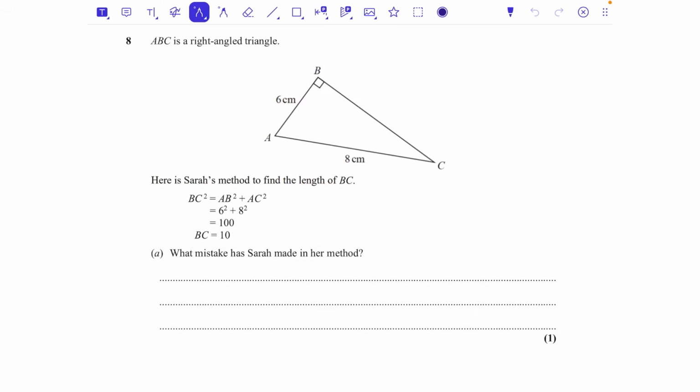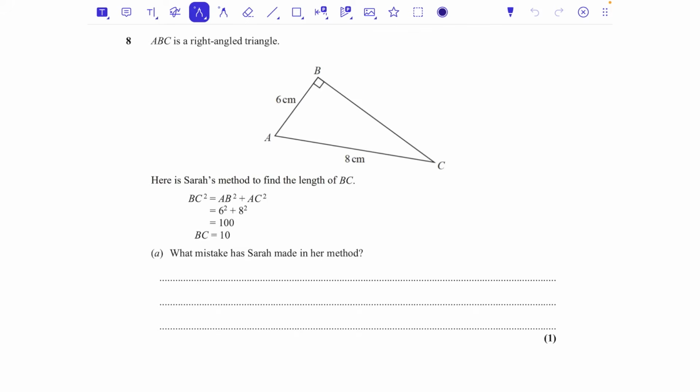Question number 8. ABC is a right-angled triangle. Here is Sarah's method to find the length of BC. She's done BC squared is AB squared add AC squared. So she's done Pythagoras. She said 6 squared add 8 squared is 100, and she square rooted that to get 10. What is the mistake that Sarah has made?